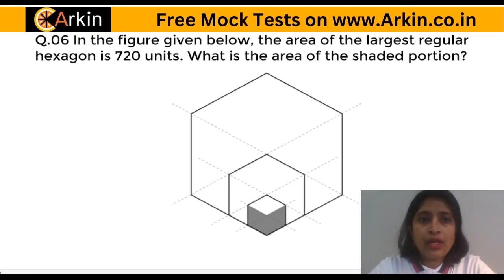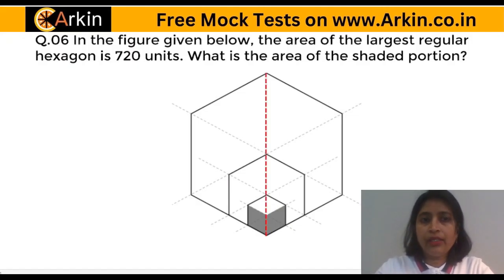In this question it is asked, in the figure given below, the area of the largest regular hexagon is 720 units. What is the area of the shaded portion? So if they have asked that, it means there has to be a relation between this shaded part and this whole big hexagon. Let's try to find out.